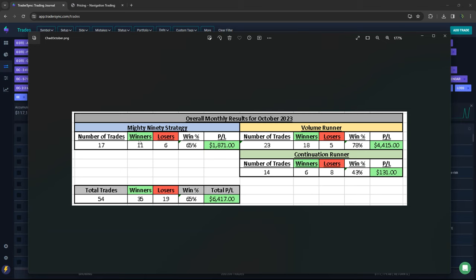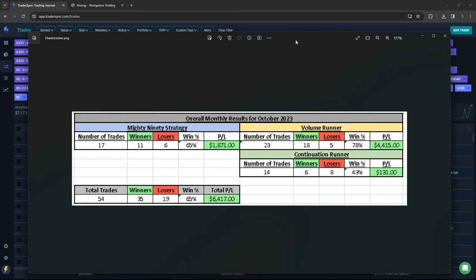On the Mighty 90 strategy, he took 17 trades, 65% win rate, $1,871 on those trades. Volume runners, 23 trades, 78% win rate, $4,415. And then on the continuation runners, 14 trades, small profit of $131. So total 54 trades, 65% win rate, $6,417.